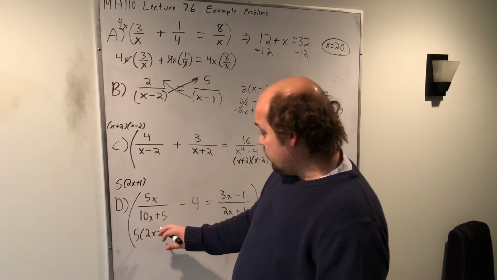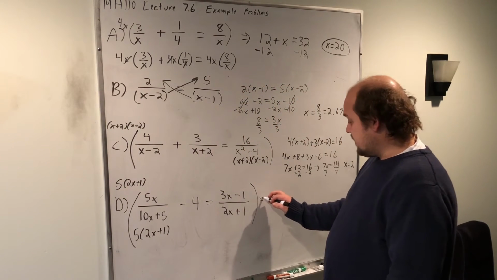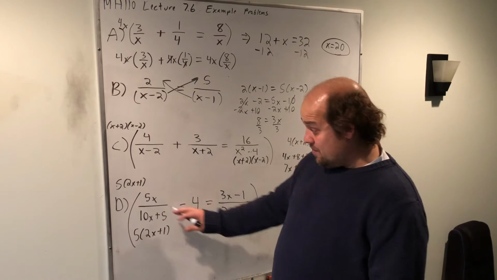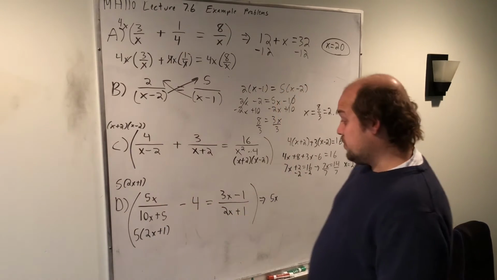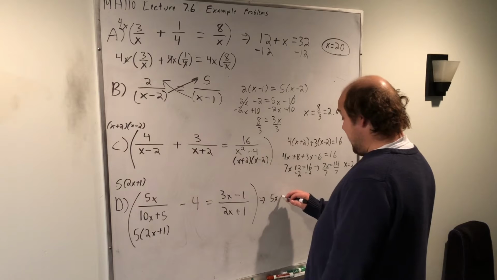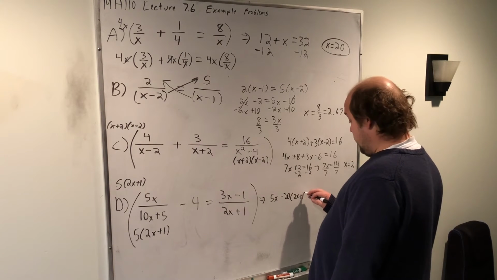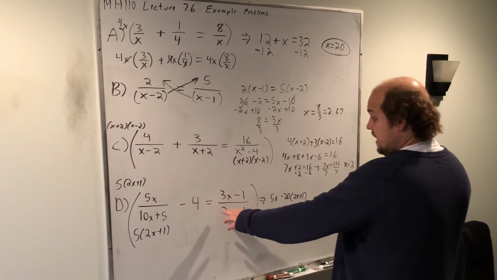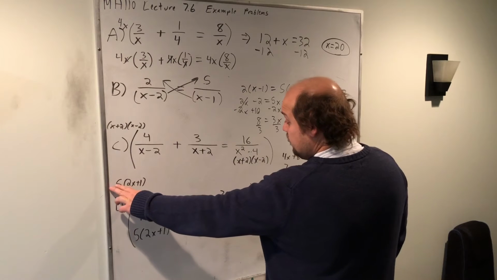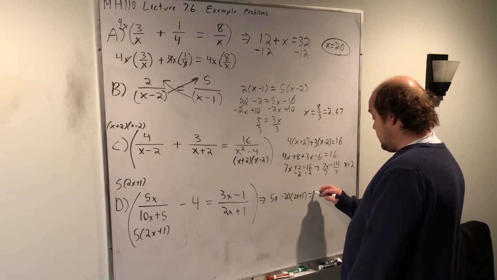When I do it to the first term, everything on bottom cancels with everything on top, so I'm just left with 5x. For the second term, there's nothing on bottom to cancel, so this whole thing gets multiplied by that -4. -4 times 5 gives me -20, and then I still have that 2x plus 1. On the right-hand side, the 2x plus 1 and the 2x plus 1 go away, and they just leave me with this 5. 5 times 3x minus 1, to be exact.